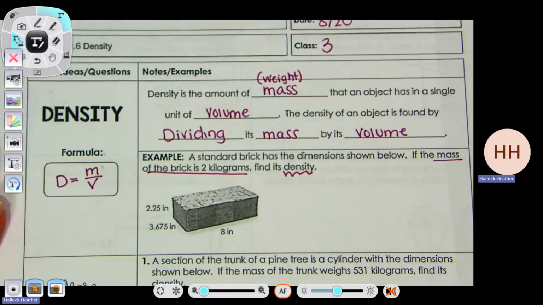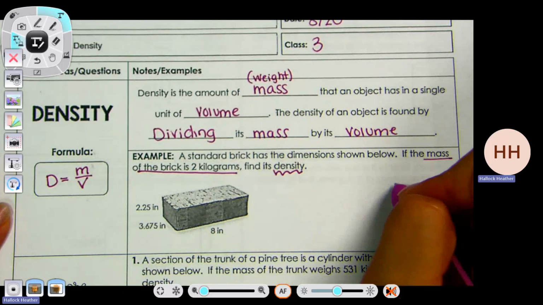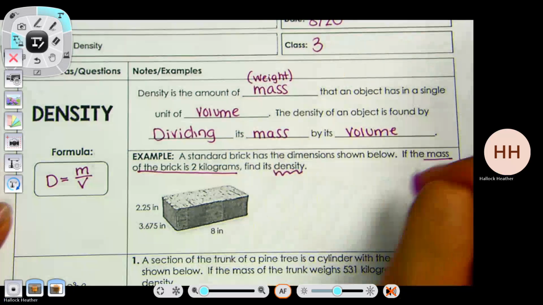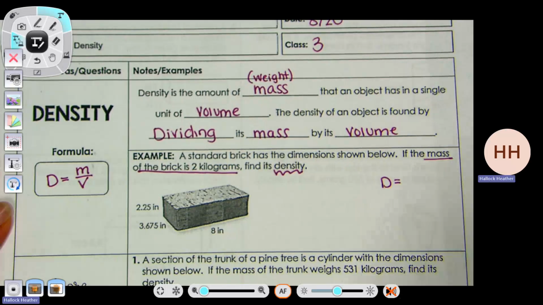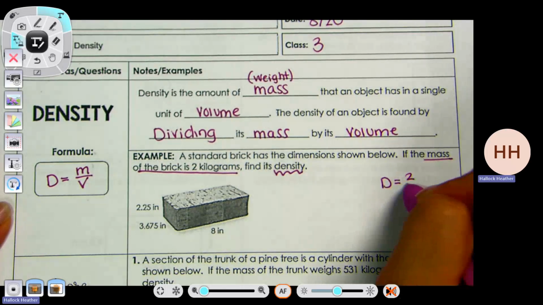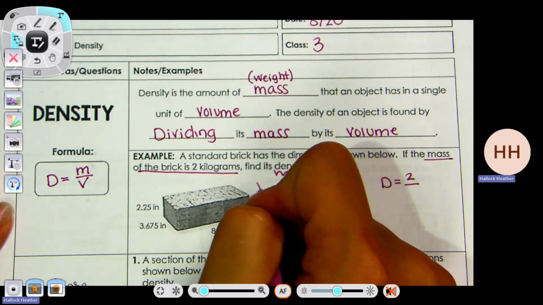Well, that sounds easy peasy because we're just dividing numbers. So let's do it over here. We have density equals mass over volume. How much is my mass? 2 kilograms. 2 kilograms over my volume. What's my volume? I don't know, but we know how to find it now. So we have to find volume first. Let's find volume over here.